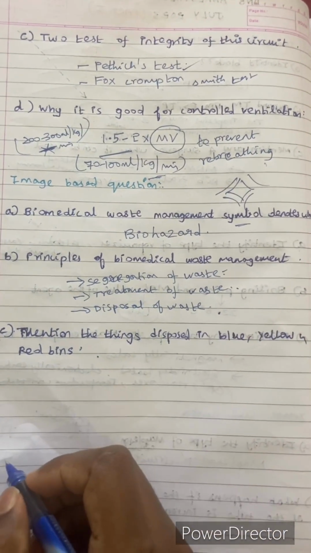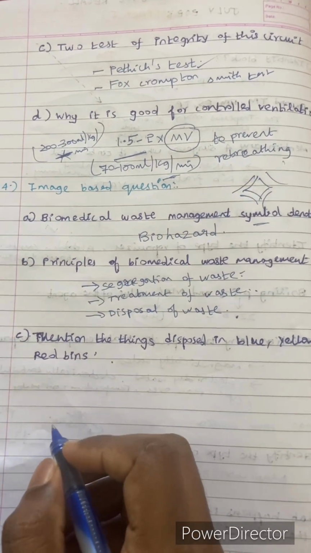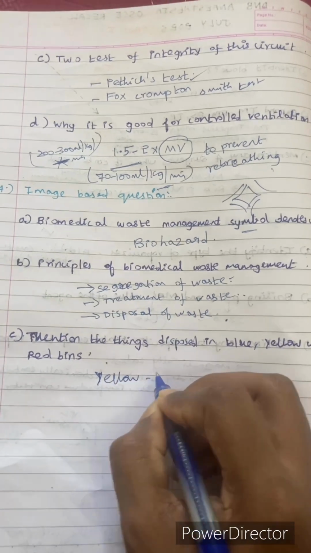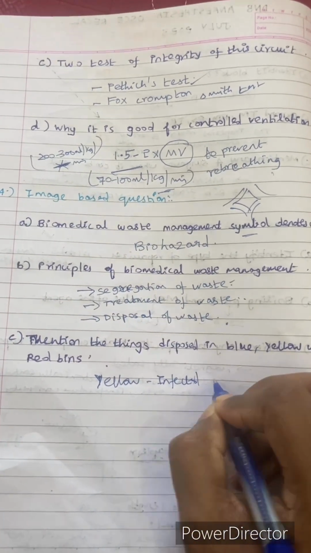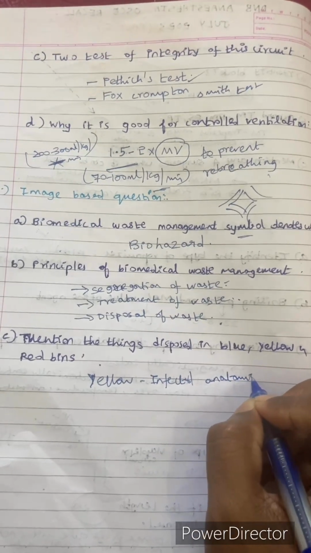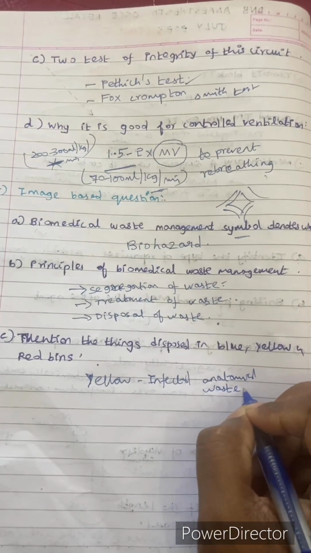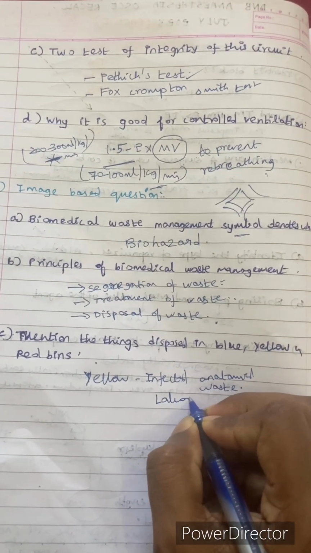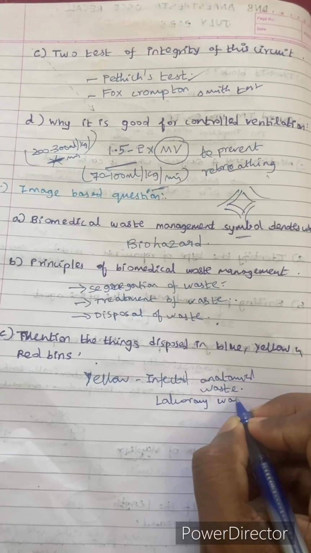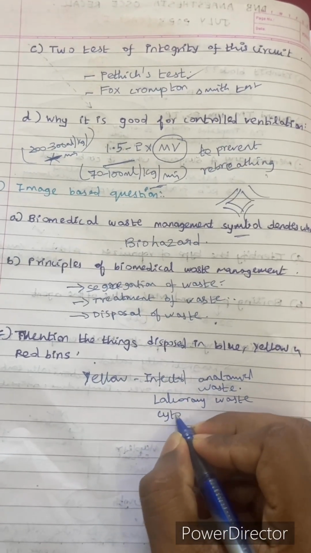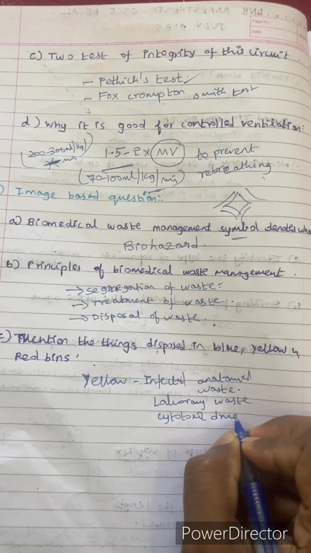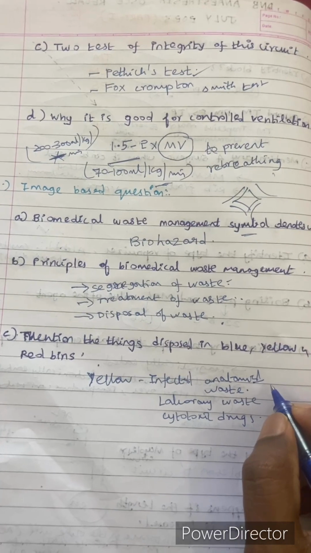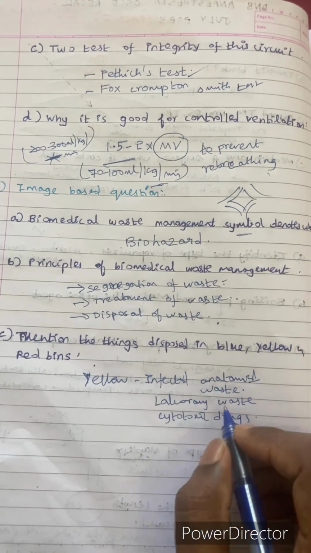And the next question asked is, mention the things disposed in blue, yellow and red bins. So coming to the first, yellow bins, that is mostly your soiled things, that is infected anatomical waste. It's mostly soiled things like placenta, anatomical waste, or laboratory waste like cotton soaked with blood. Next, we have cytotoxic drugs. These are the main things, that is mostly soiled items and infected things are to be disposed in the yellow bin.